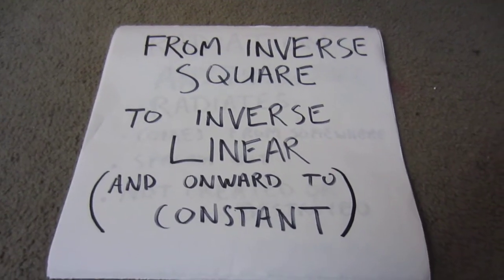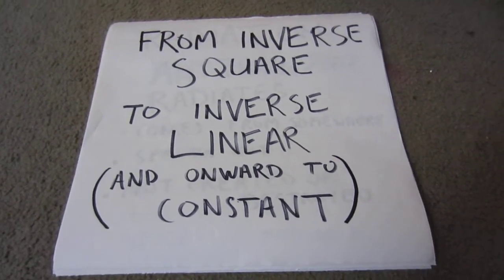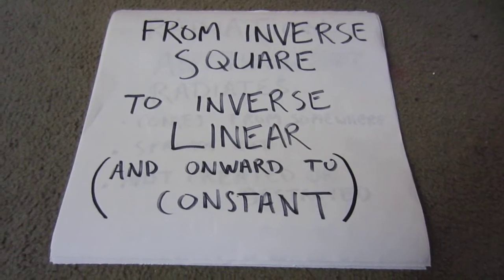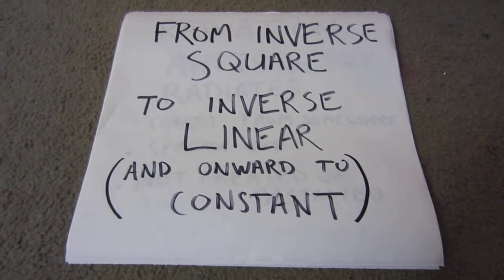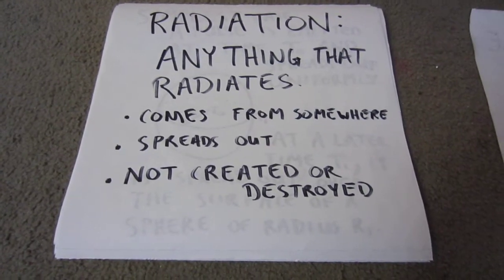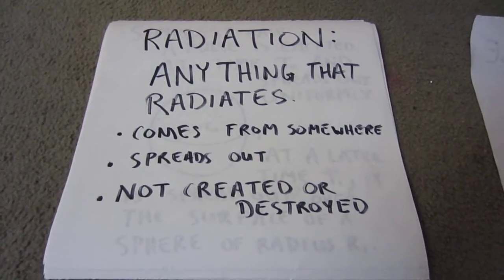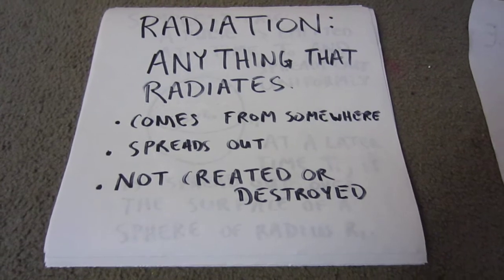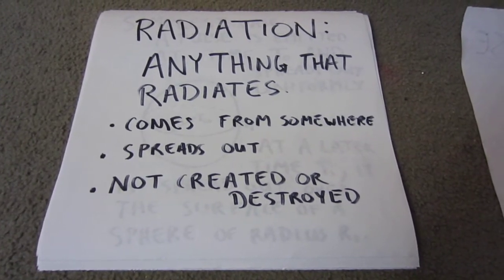From inverse square to inverse linear, onward to constant is mostly going to have to wait for another video because this is getting kind of long already. So on this page I belabor the obvious a bit because of a slight subtlety that's going to come up later.